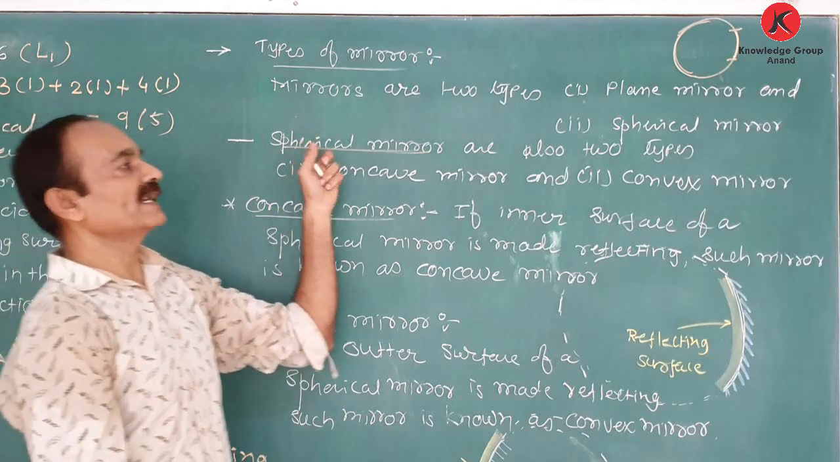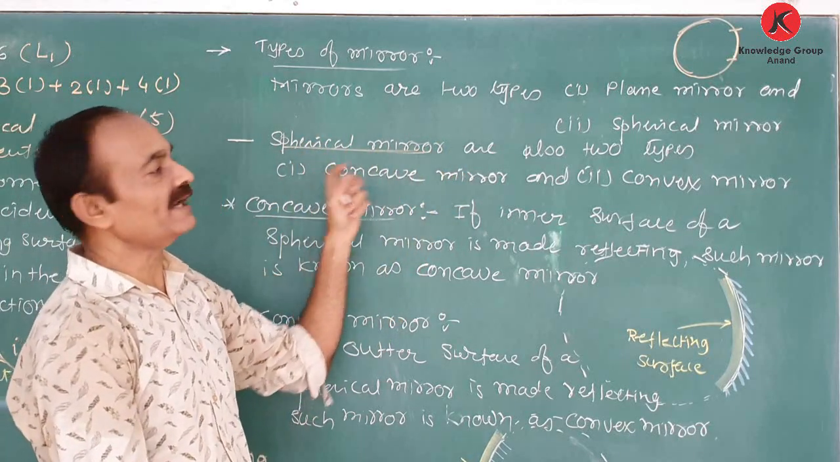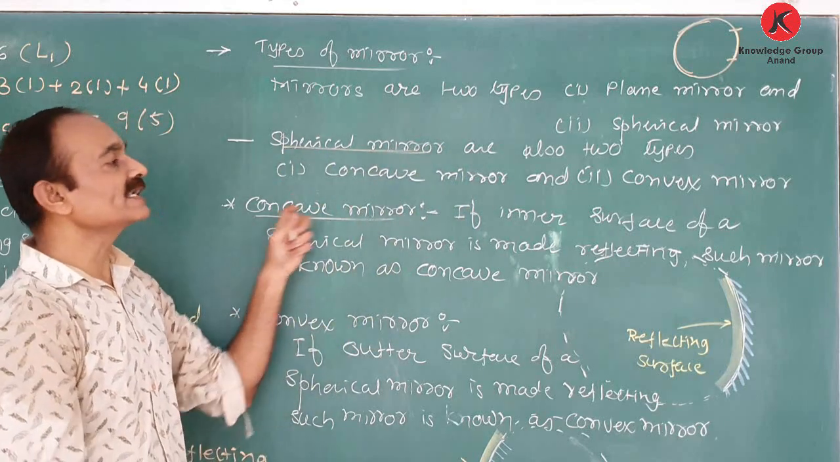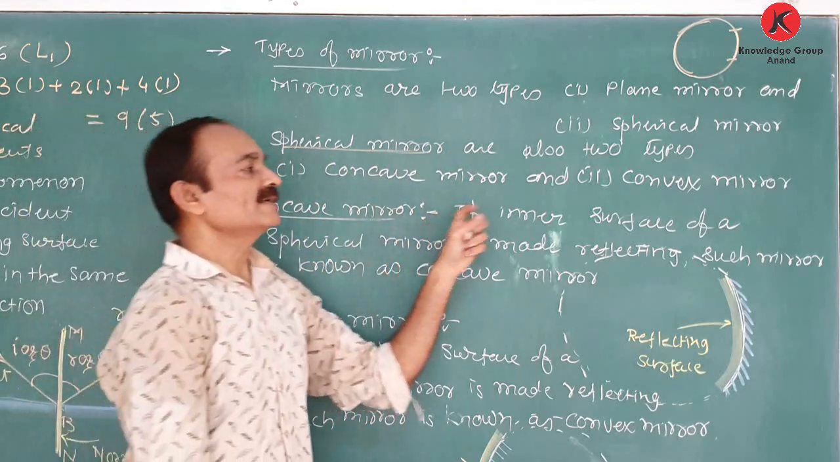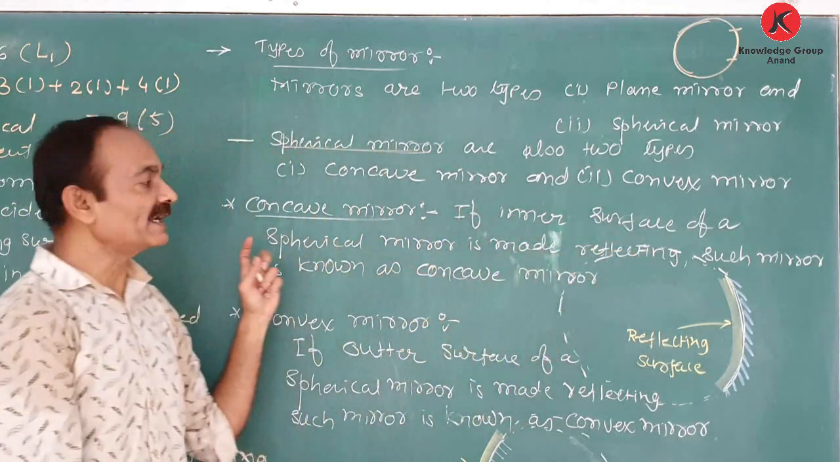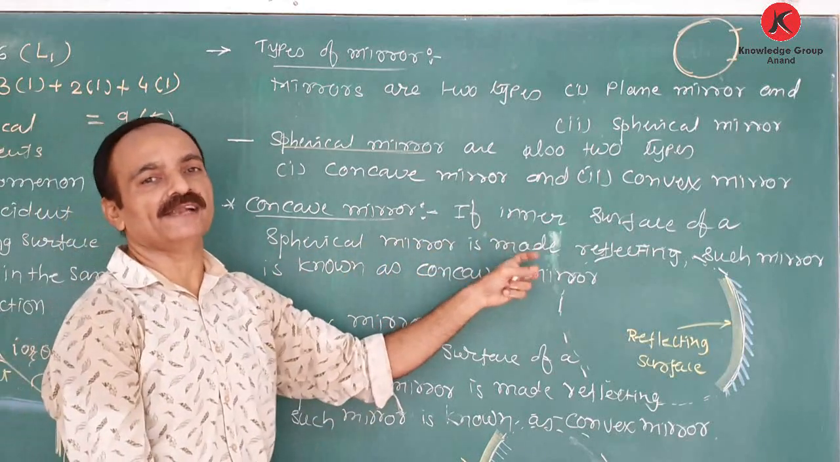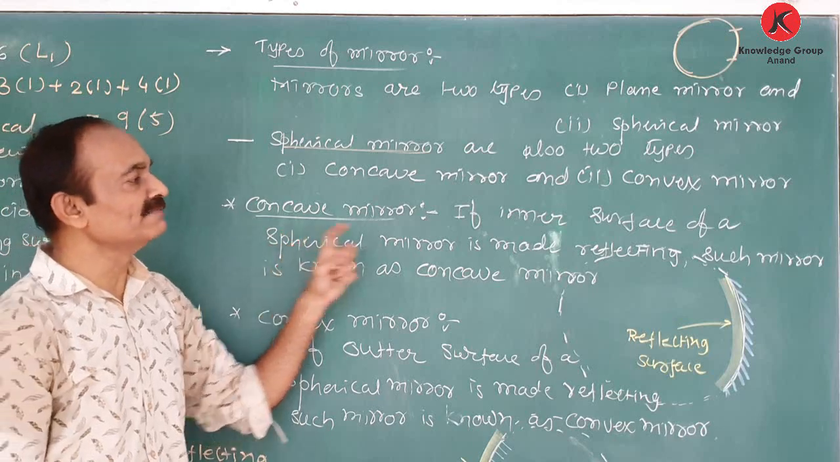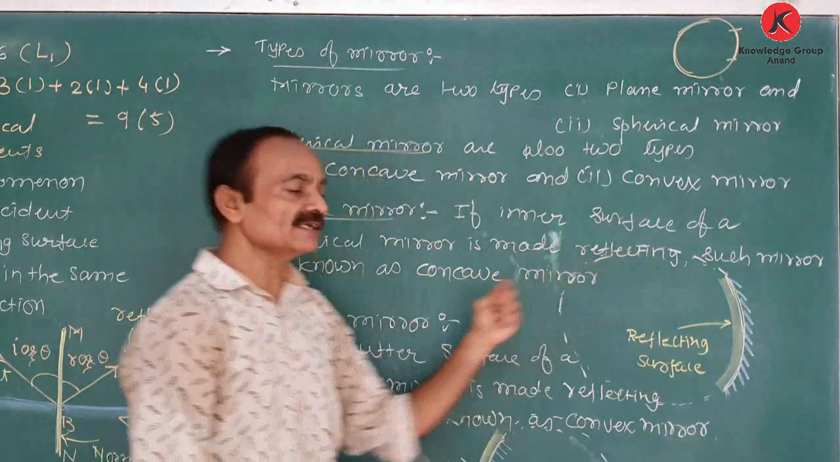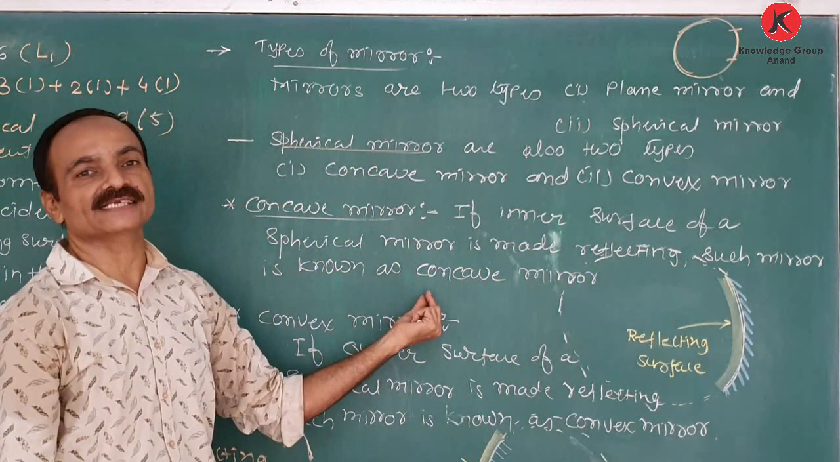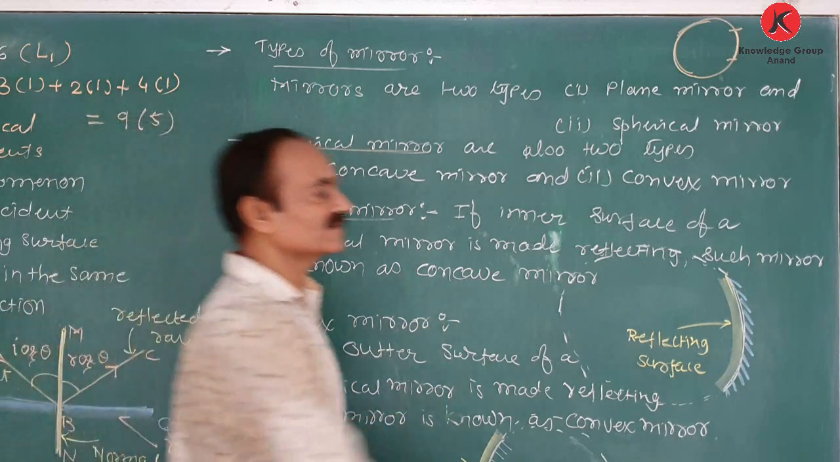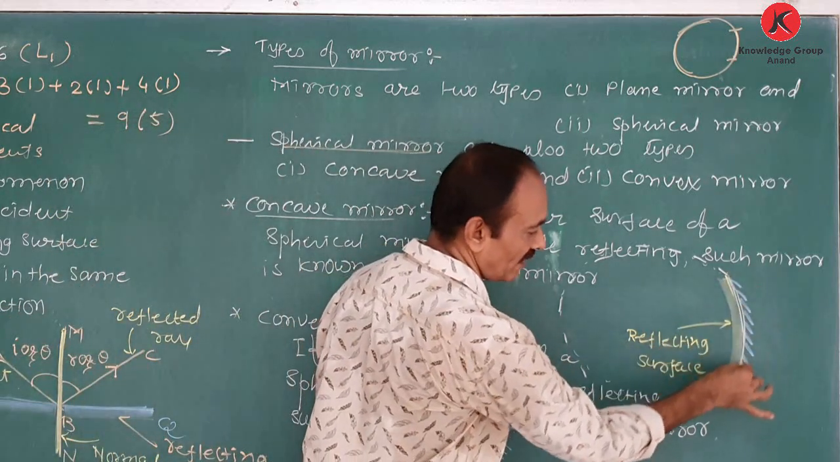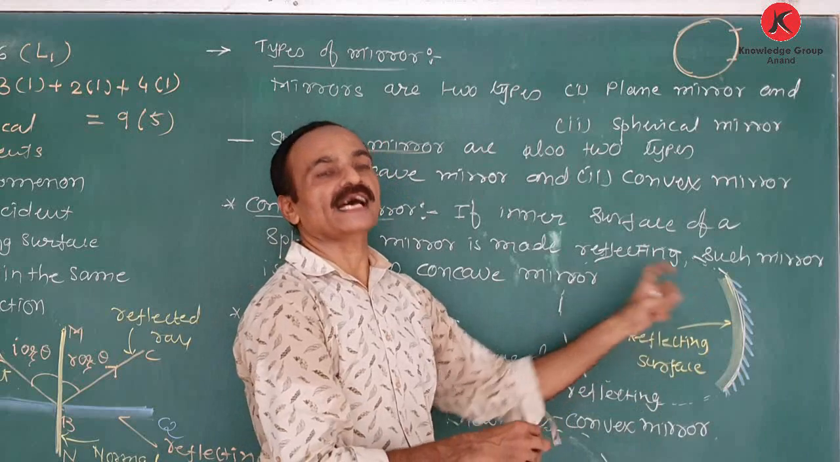Spherical mirrors are of two types, concave and convex. In a concave mirror, if the inner surface of the spherical surface is made reflecting, such a mirror is known as a concave mirror. It is like this shape, the part of a hollow spherical glass shell.